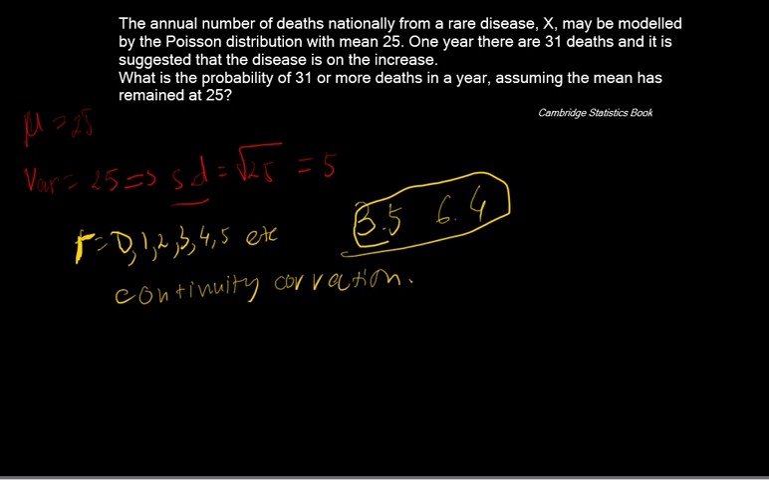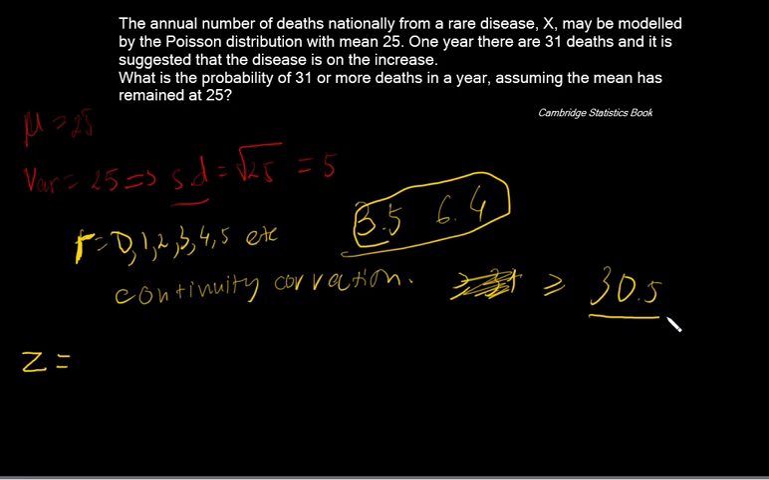So another important concept comes in, and it is called continuity correction. So what is continuity correction? Now, we have the probability of 31 or more deaths in a year. So we can get the Z value for 31 or more deaths in the year. So the probability is 31 or more deaths, which is bigger or equal to 31, right?